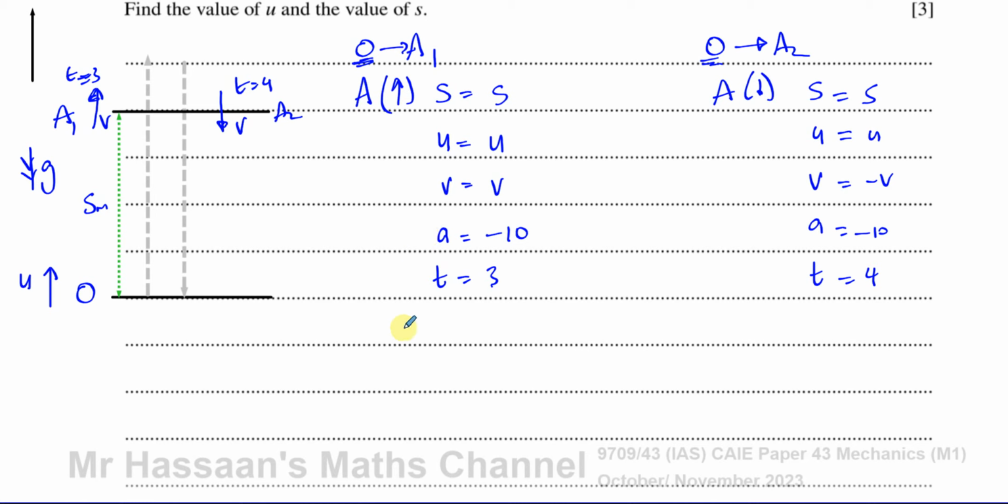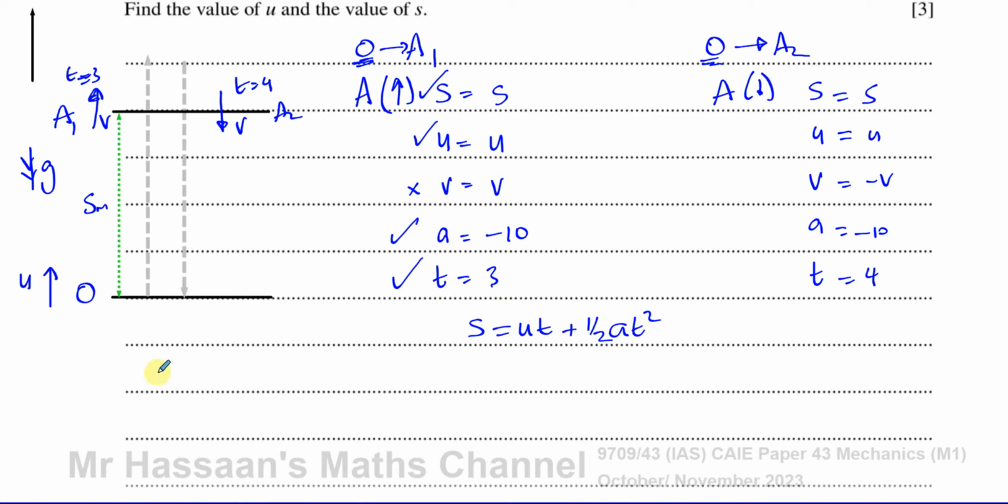So from these, I can make two equations, which we can then solve simultaneously. We can see we need S and U, because we have to find S and U. We don't need V, we don't know V, so we're not going to be able to use V. But we have A and T in both cases, S, U, A, and T. So the equation of motion, which you can find in your formula list for Cambridge students, is S equals UT plus a half AT squared. That equation uses all the values that we need and that we have.